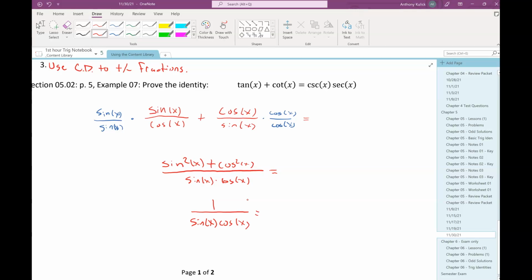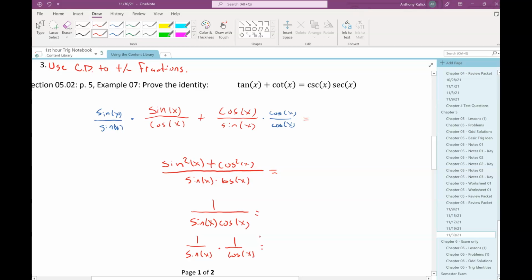Now, if I look at what I'm supposed to be getting, I'm supposed to be getting cosecant times secant. So that's the product of two things. Everybody see that? What I have right now is a single fraction. What I want to do is rewrite this so it's the product of two fractions. So I'm just going to rewrite this as 1 over sine x times 1 over cos x.